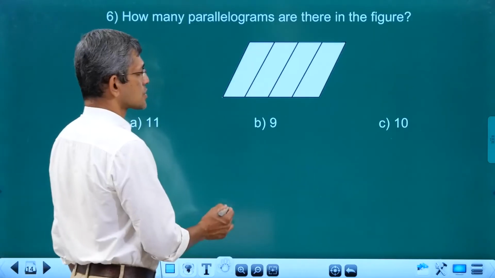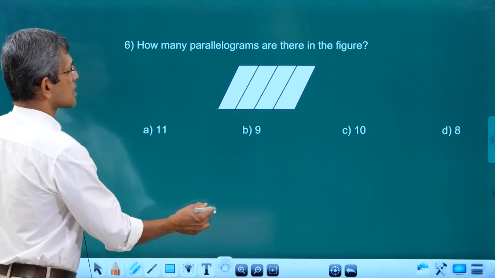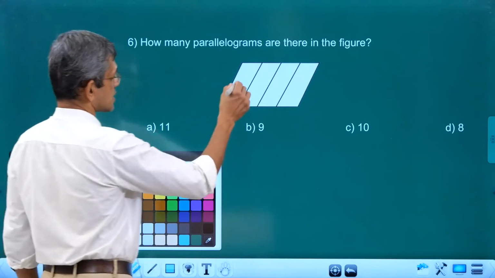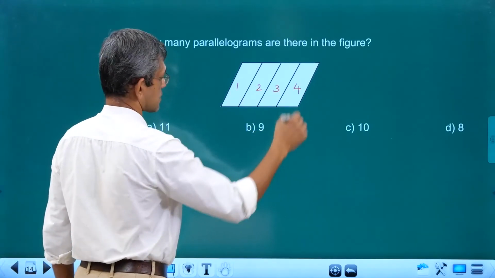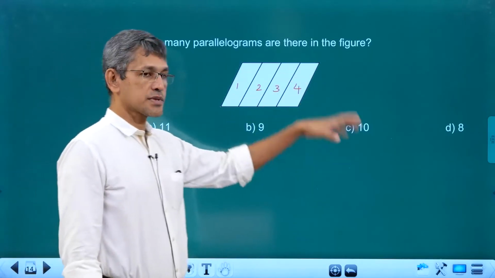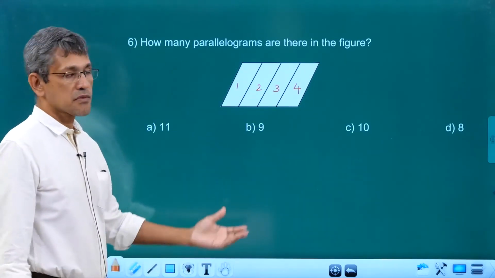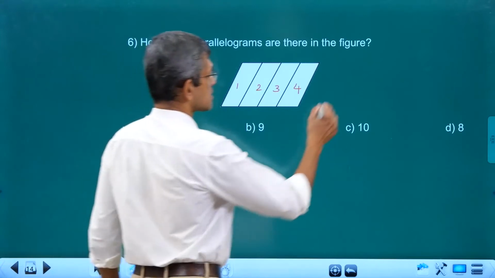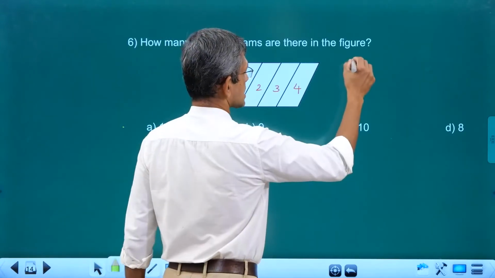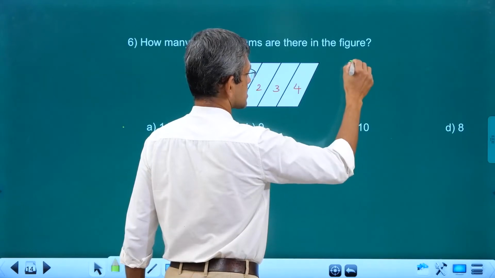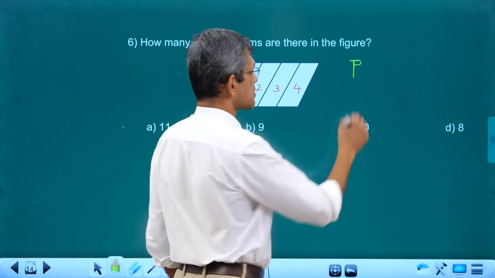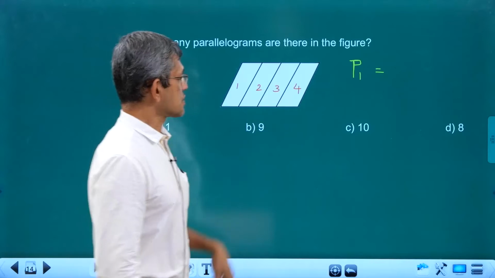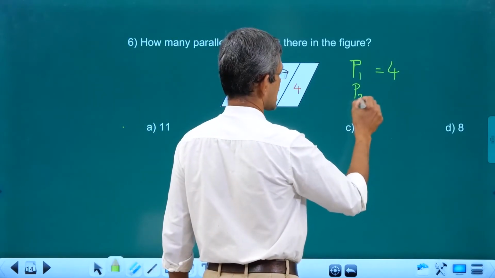This one is a parallelogram. How many parallelograms are in this figure? Let's say the marking would be like this: 1, 2, 3, 4. So 4 small parallelograms are there. At the same time, we need to count the total number of parallelograms here. How do we count it? You probably remember the counting method we used earlier. Here, rather than T, I'll take P, which means parallelogram. P1, 1 piece at a time. This is a parallelogram, the second one, third one, fourth one. So 4 parallelograms.